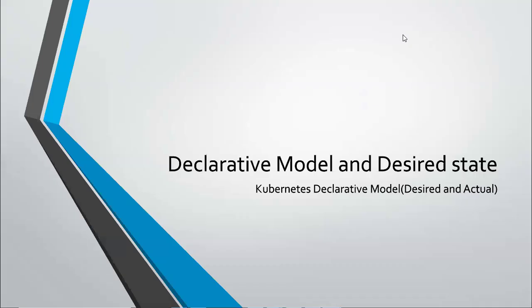In this session, we will try to understand what the declarative model and desired state are. We'll try to understand the difference between the desired state and the actual state of Kubernetes when you run your application inside Kubernetes, how the desired state and actual state are managed by Kubernetes, and if the two states are not equal, what happens?